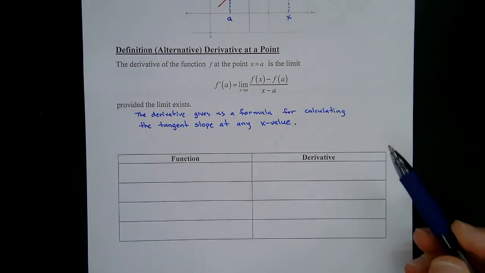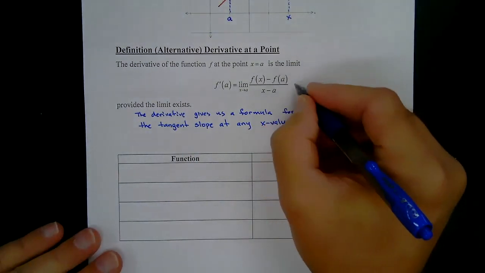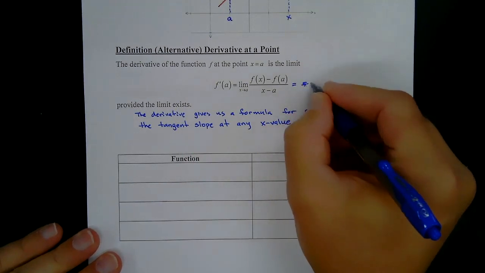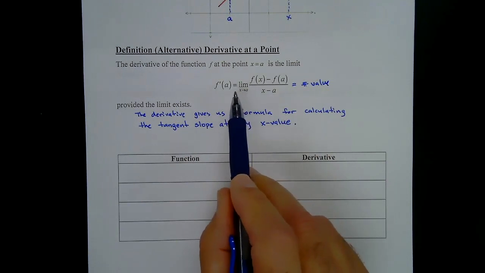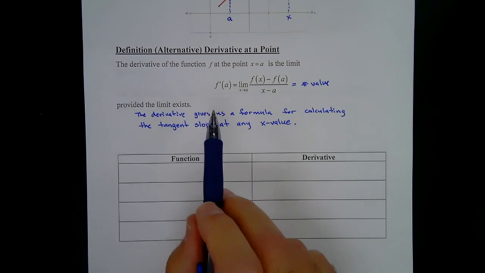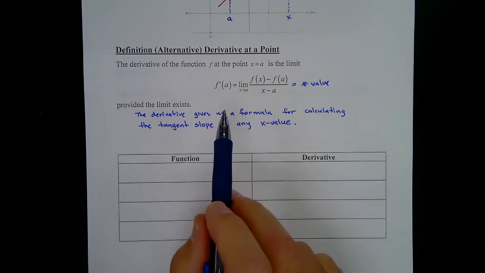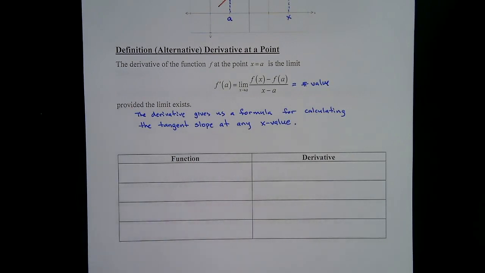Okay, that's different than what we just did up here. This is the derivative at a point. This is going to be a number value. Okay, so I'm going to say equal, this is going to equal some number value. So this doesn't give us the derivative, it gives us the derivative at a point. Notice it's different. It doesn't give us the derivative, it gives us the derivative at a point, okay? So the derivative is the one that gives us a formula, okay?